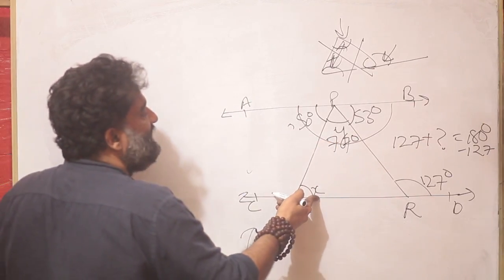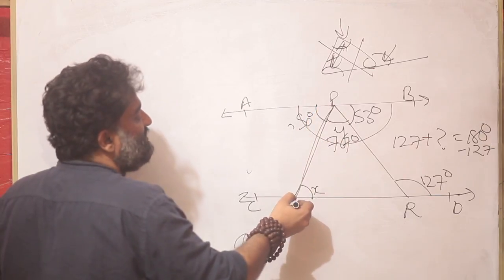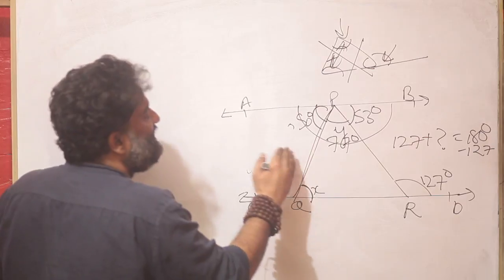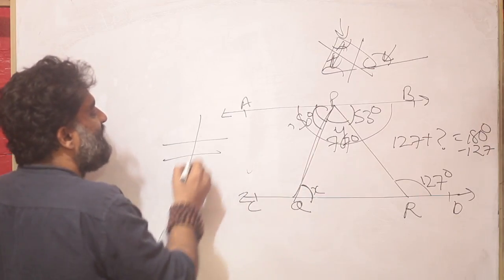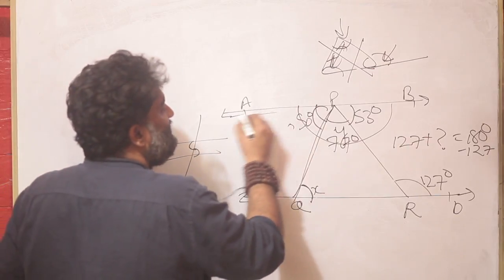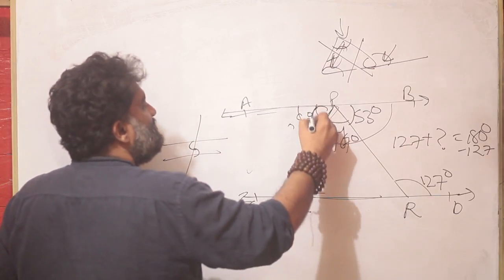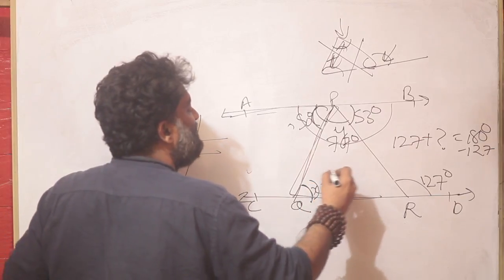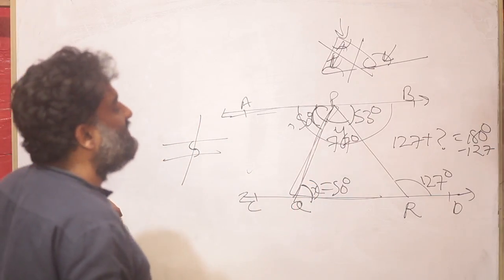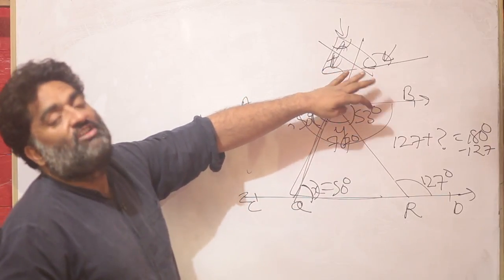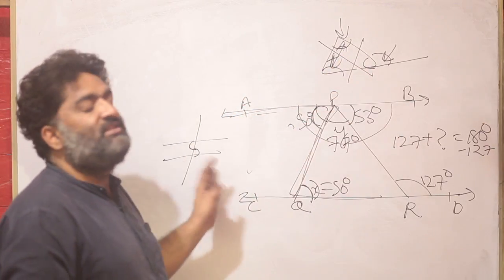Now think of angle x and again take PQ as the transversal. This angle and this angle are alternate interior angles. Think of the parallels and transversal, this angle and this angle, again the Z shape. So this and this are equal to each other. So this is also going to be 50 degrees. So I've got everything.